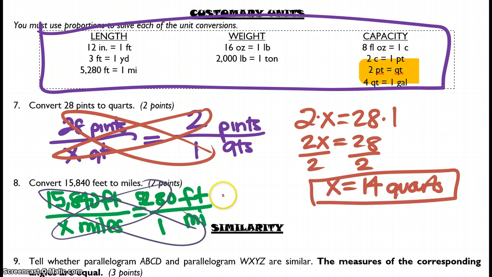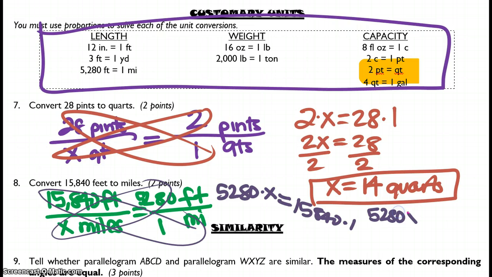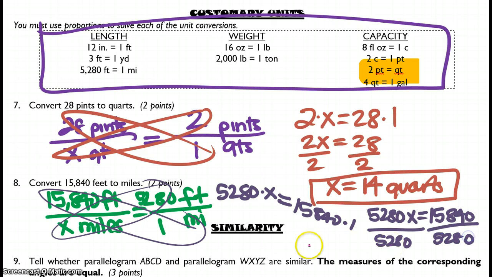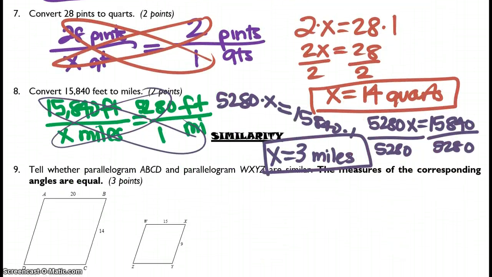Okay, and that leaves me with 5,280 times x. I'm running out of room. I'm going to go down here. Equals 15,840 times 1. Okay, so then I'm left with, I'm going to go over here, 5,280x equals 15,840. Divide both sides by 5,280. And I'm left with x is equal to 3 miles. Do not forget your labels on those. Those are super important when you're doing customary units.